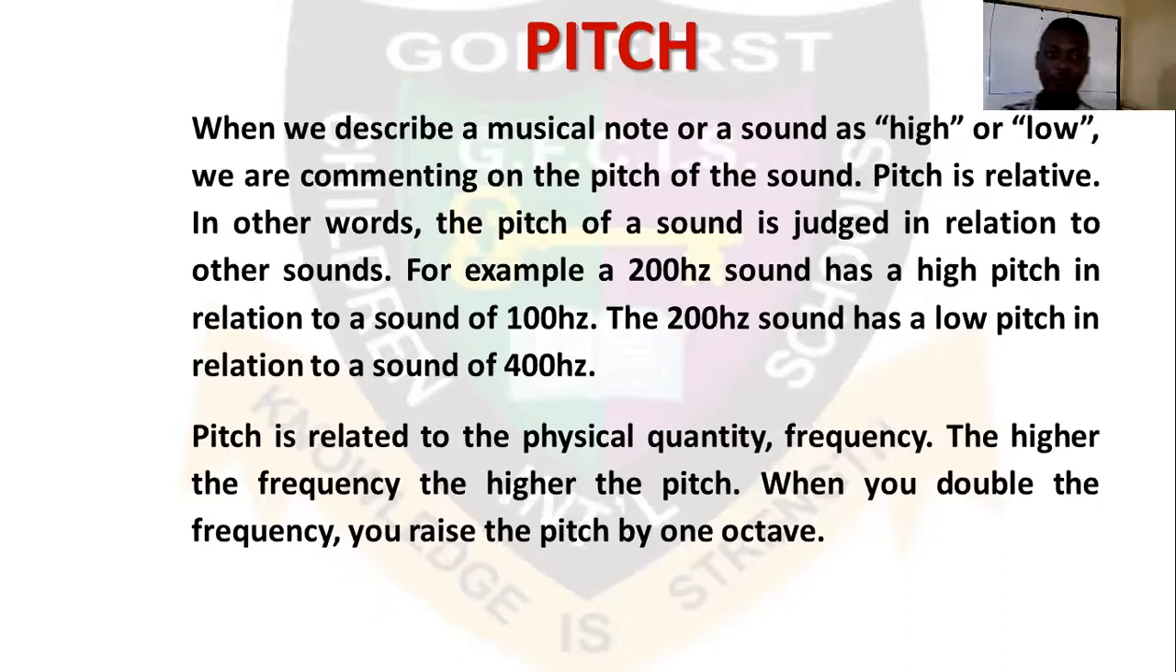So when you double the frequency, you raise the pitch by one octave. For calculation purposes, for example, if you multiply 200 hertz by 2, you have 400 hertz. That is one octave for 200 hertz, depending on your first frequency. That gives you your octave. If the first frequency is 50 and you multiply by 2, one octave is 100 hertz.